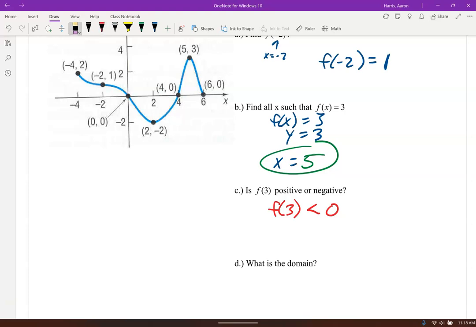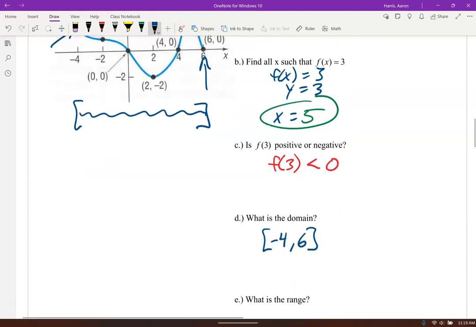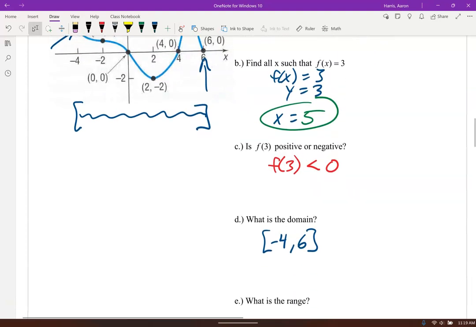All right, what about the domain? So the domain, what's the furthest left x value that we have? So the leftmost x value is right there. It includes that -4, and then all these x values are included up until 6. You see that one's our rightmost x value. So -4 up to 6, include both points because they're filled in. If you want, you can put that in set notation.